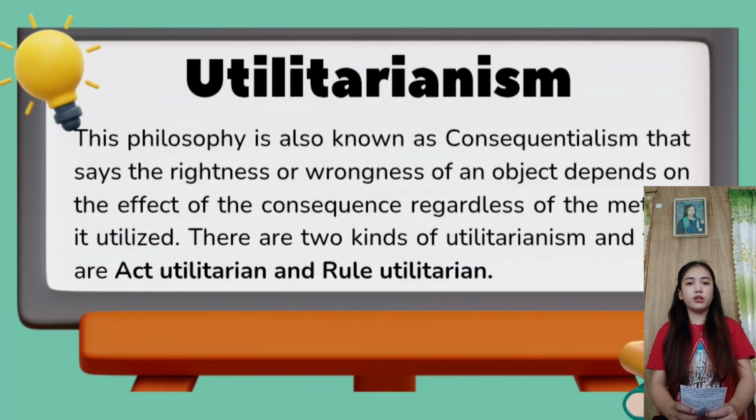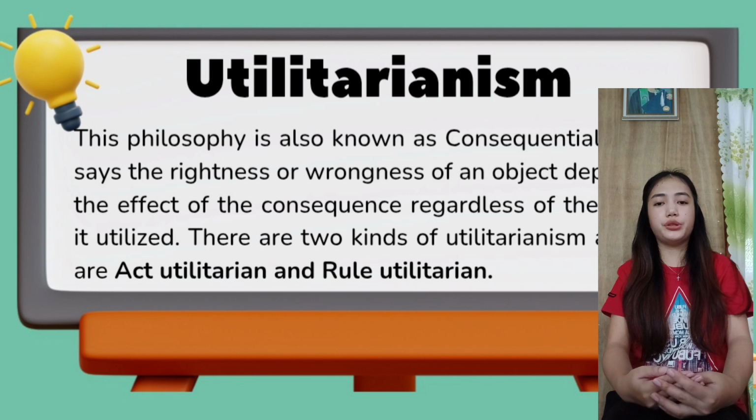Utilitarianism, this philosophy is also known as consequentialism, says the rightness or wrongness of an object depends on the effect of the consequence regardless of the method it utilizes. There are two kinds of utilitarianism: act utilitarianism and rule utilitarianism.